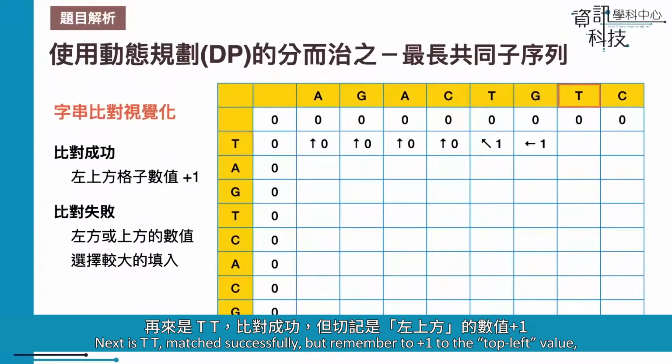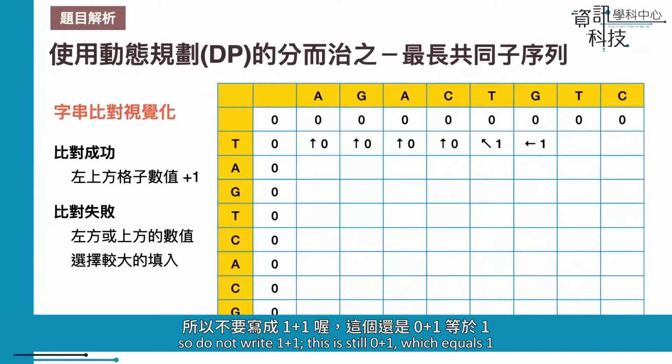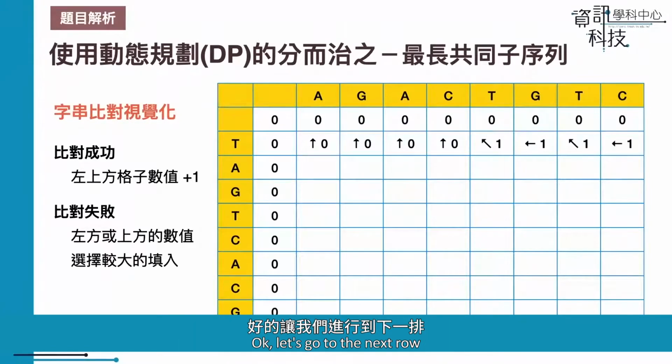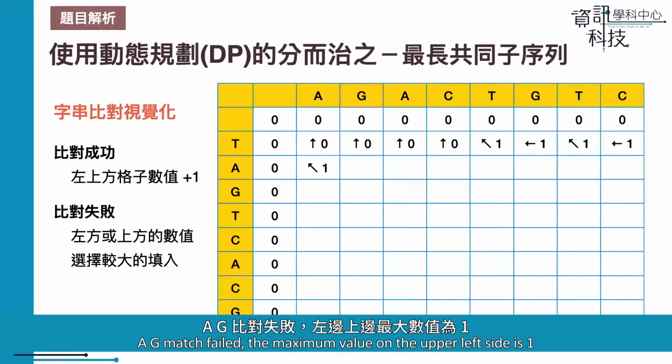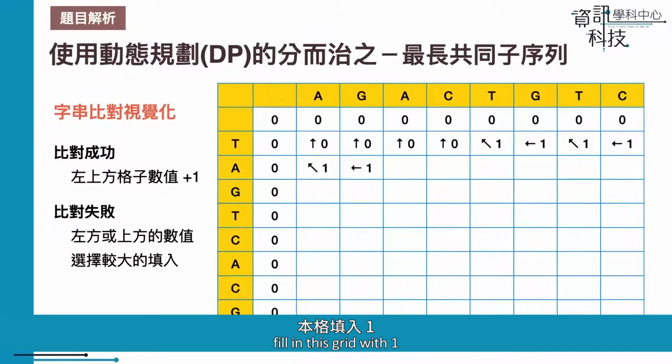Next is TT. Match successfully, but remember to plus 1 to the top left value. So do not write 1 plus 1. This is still 0 plus 1, which equals 1. Okay, let's go to the next row. AA matched successfully. The upper left corner is 0. 0 plus 1 is 1. AG match failed. The maximum value on the upper left side is 1. Fill in this grid with 1.